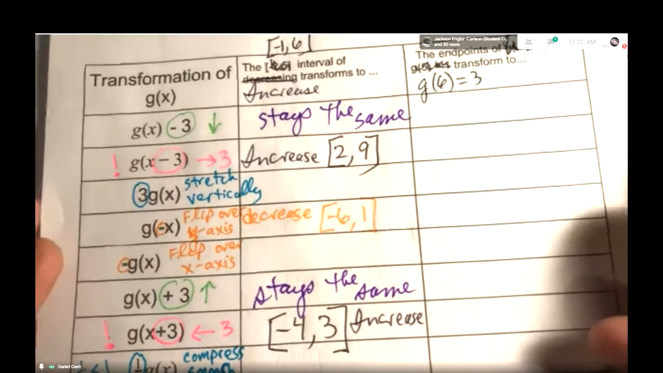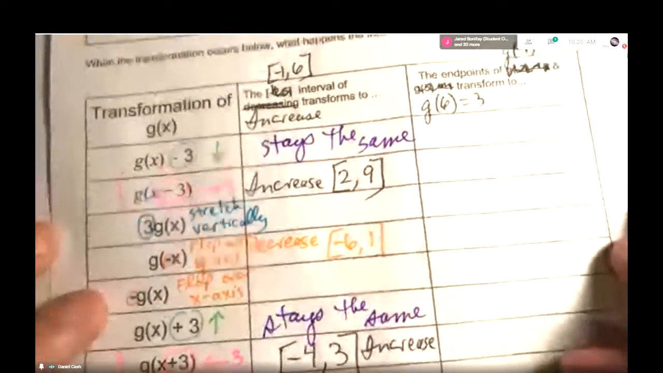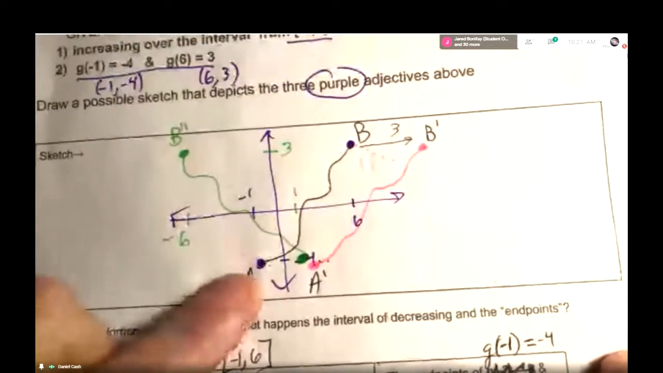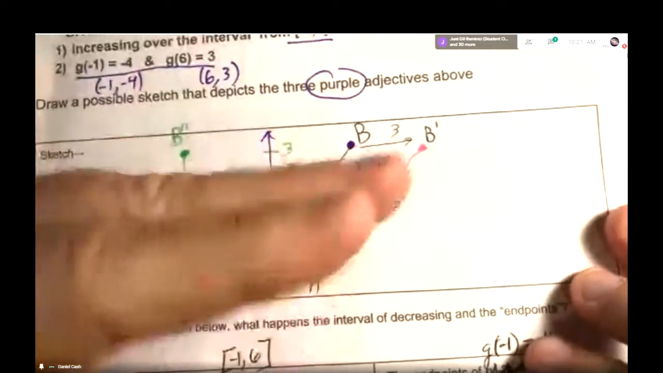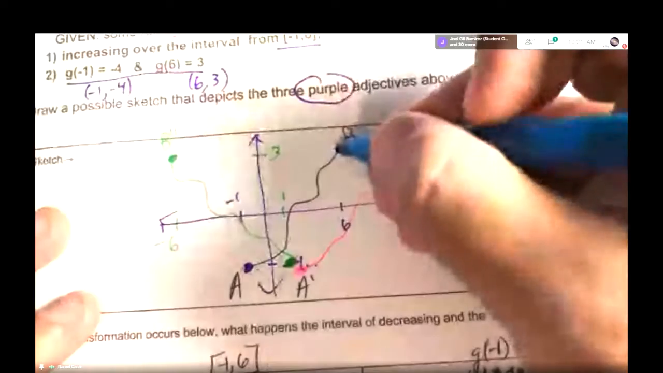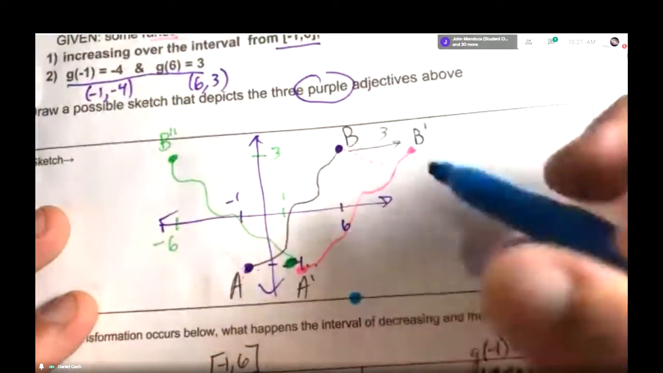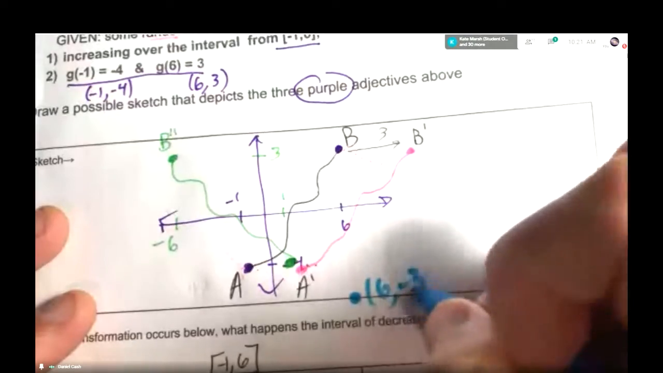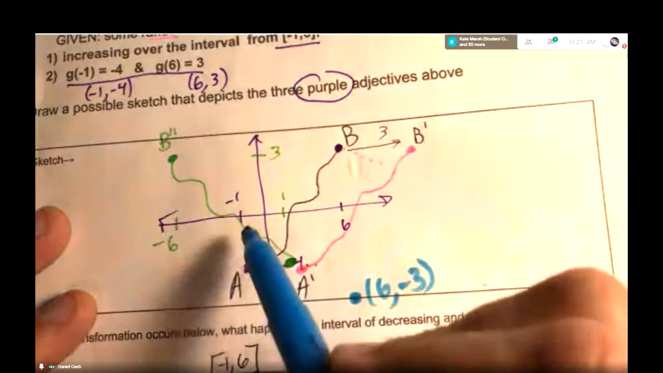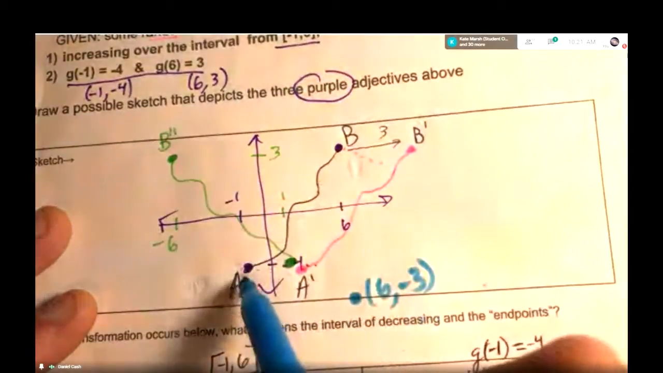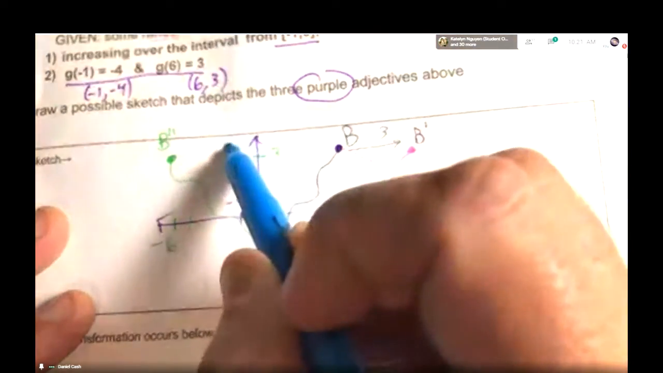Okay, now let's flip this thing over the x-axis. So if I take my original function and now I flip it up, like this way. The B value is going to go from 6, 3. It's going to move all the way down here to 6, negative 3. And this point is going to reflect up to negative 1, positive 4.